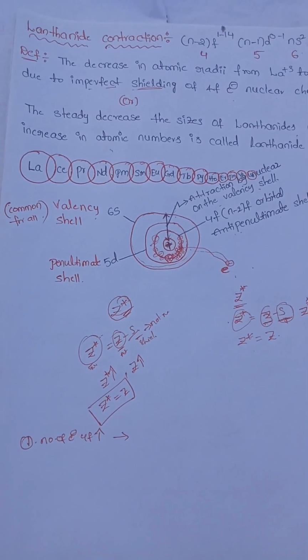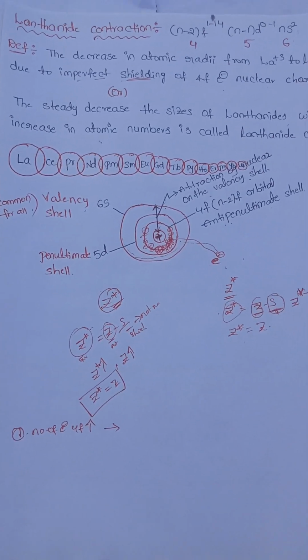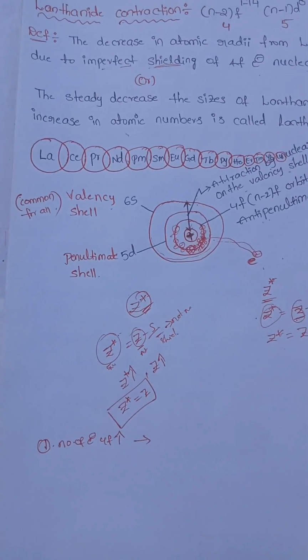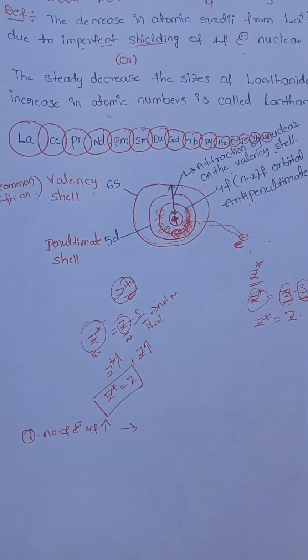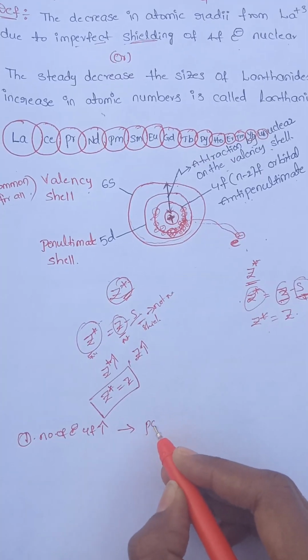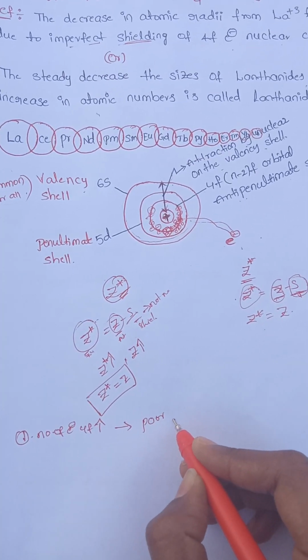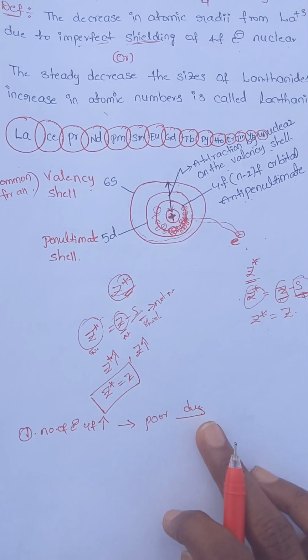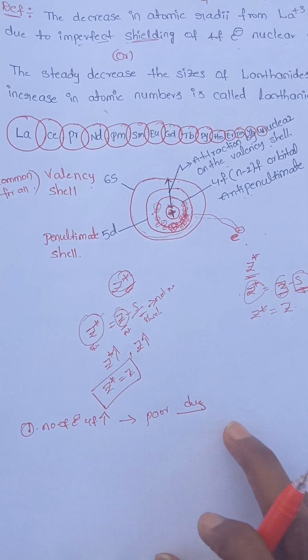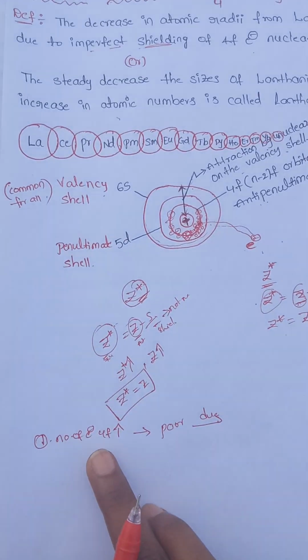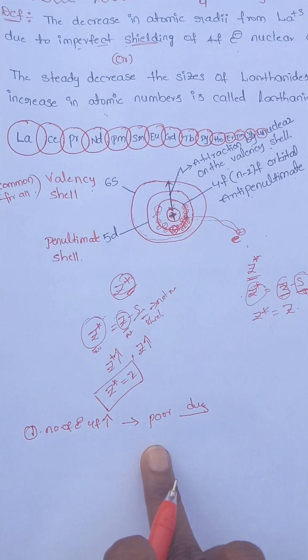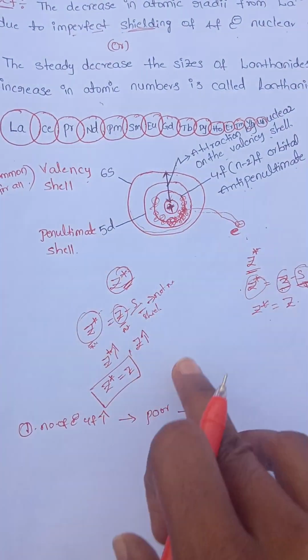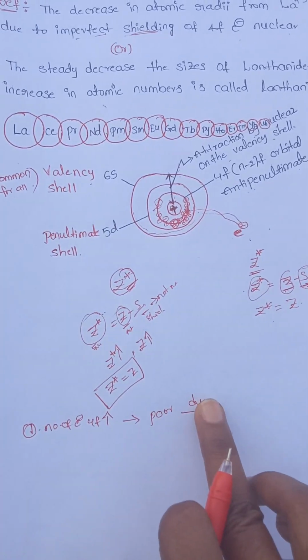So the number of electrons increases. 4f electrons have a poor screening effect. Due to the poor screening effect, it has a diffuse state, so it can't protect the outermost shell. So the number of 4f electrons increases, giving a poor shielding effect.